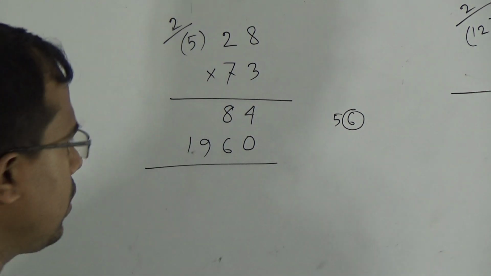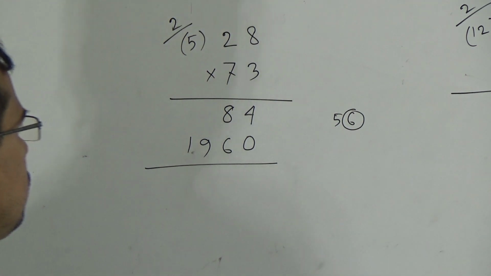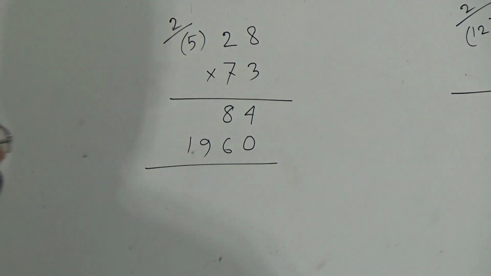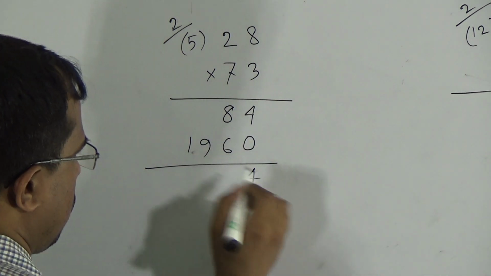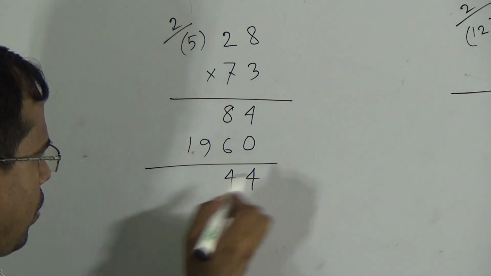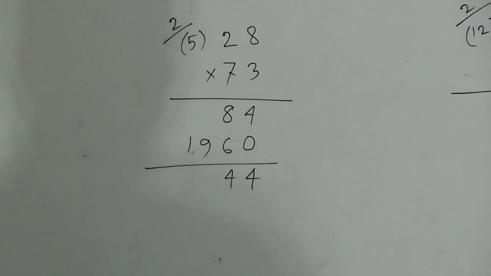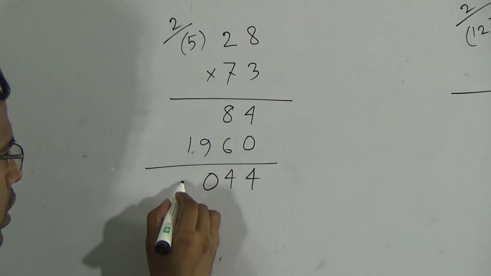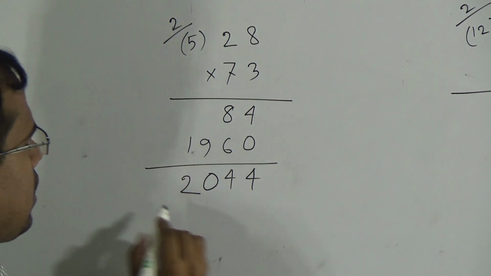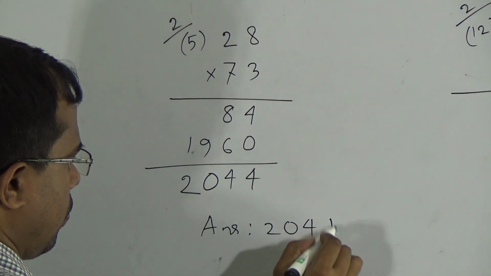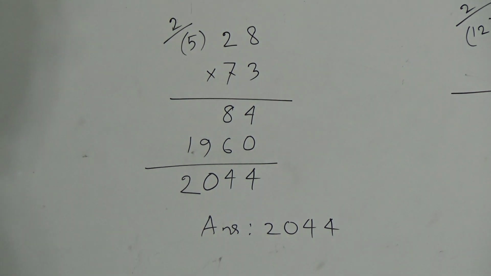Now if we add, then 4 plus 0, this is equal to 4. 8 plus 6, 8 plus 6 equal to 14. From 14 we will write 4 carrying 1. 1 plus 9, this is equal to 10. From 10 we will write 0 carrying 1, and 1 plus 1, this is equal to 2. So that answer will be 2044. Now we'll do question number 2, sub number 8.